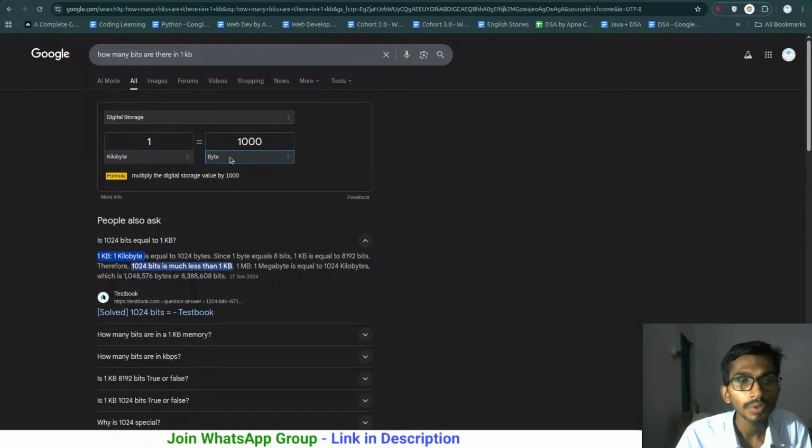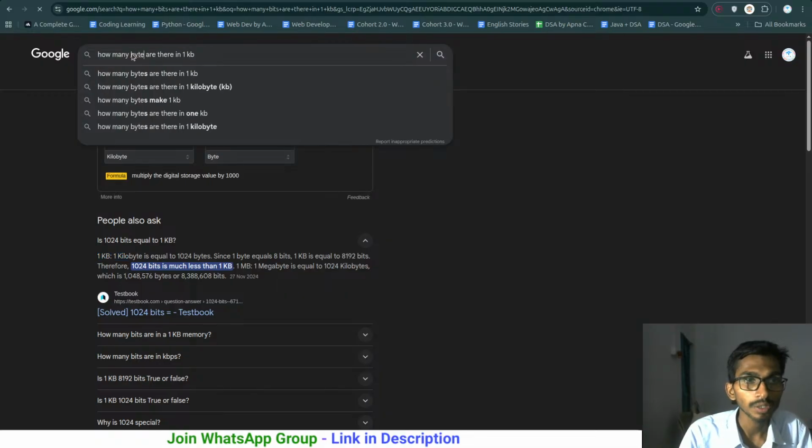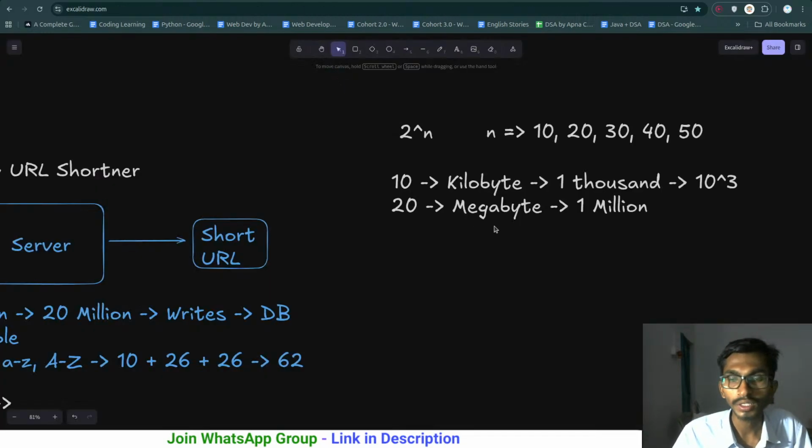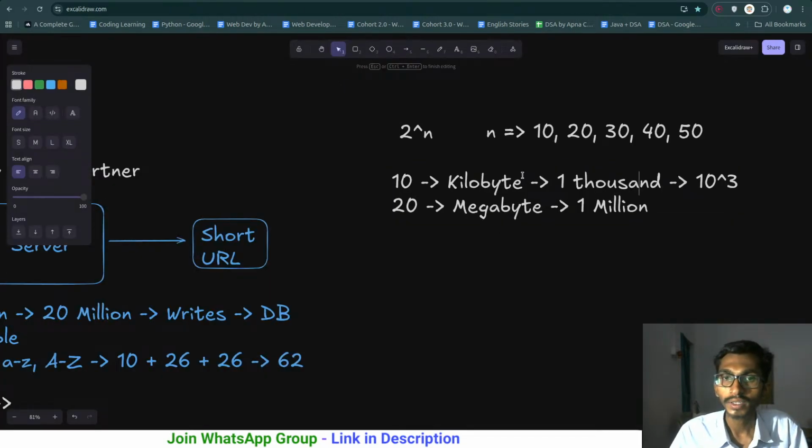Byte 1000. So 1 kilobyte has 1000 bytes. Wow. So we are mainly talking about bytes over here. Ultimately, when it comes to a kilobyte, it has 1000 bytes. So this actually represents the storage. Again, 1 byte contains 8 bits. So this is how it goes on.